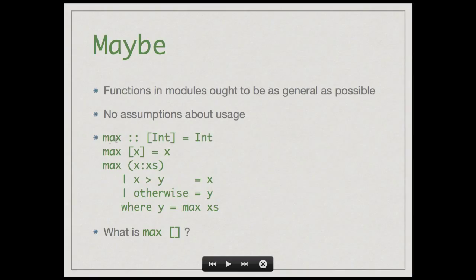So this max should not be confused with the built-in function max, which takes two integers as arguments and produces the larger of the two integers. We use the name max here for simplicity. But in this definition, what is the case that we have to use for max of empty list?